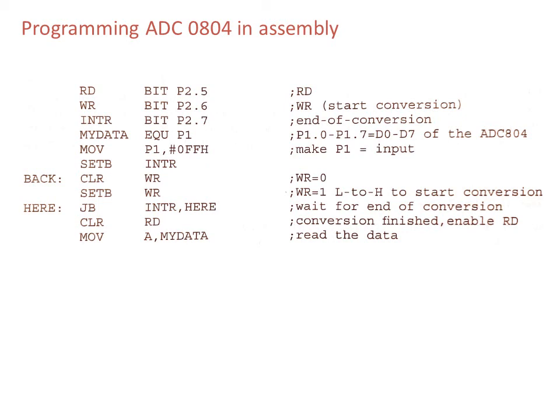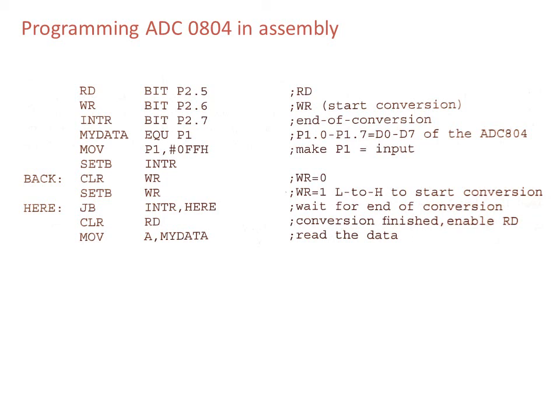That means in the previous instruction, CLR WR, we have cleared WR, and the next instruction is SETB WR, we have set that bit. That means the transition is from 0 to 1. So we know that WR is equal to 1. So that means low to high to start conversion. To start the conversion process, WR should go low to high. So this is what we did here by considering these instructions.